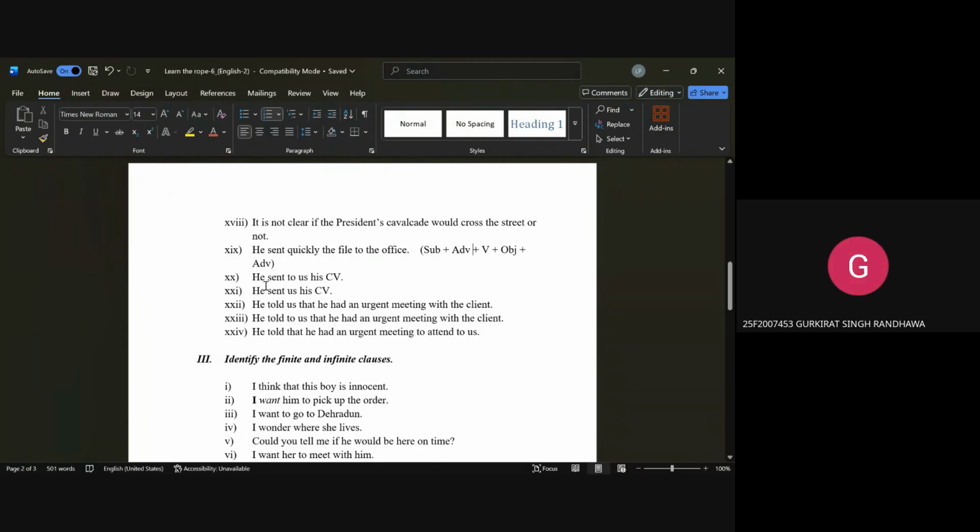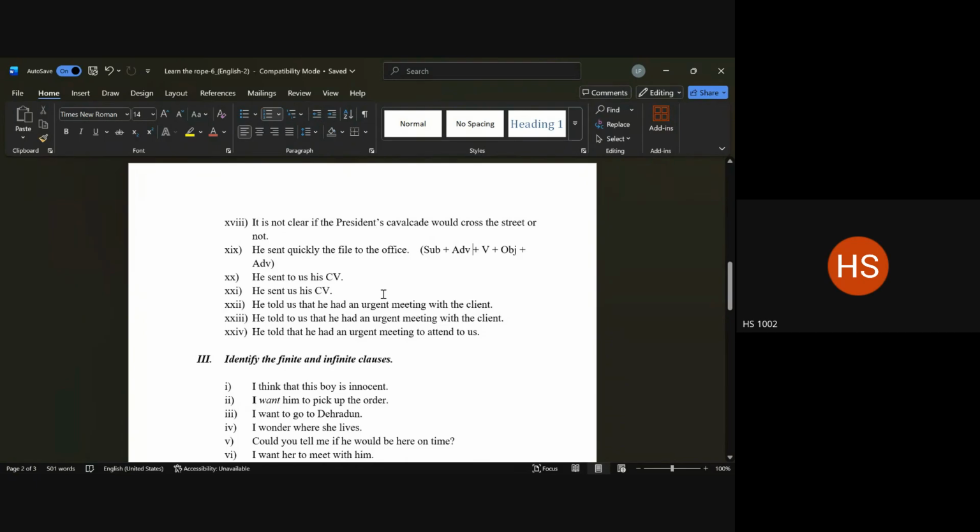Then the next one is on the placement of objects. He sent to us his CV. He sent us his CV, right? Not he sent to us his CV. He sent us his CV, which is like the 21st sentence here. Or we can say it like he sent his CV to us. He sent his CV to us is another version, right?